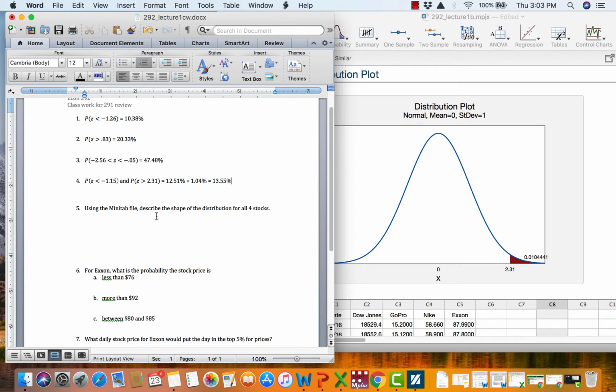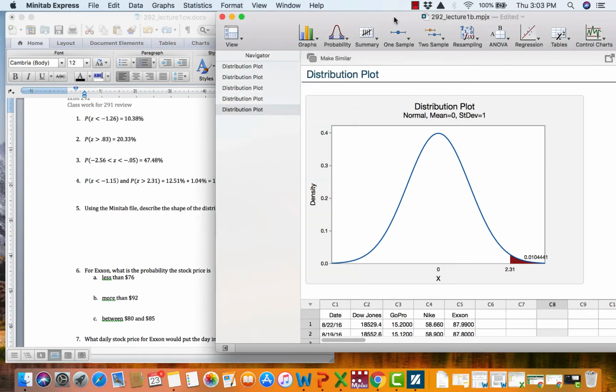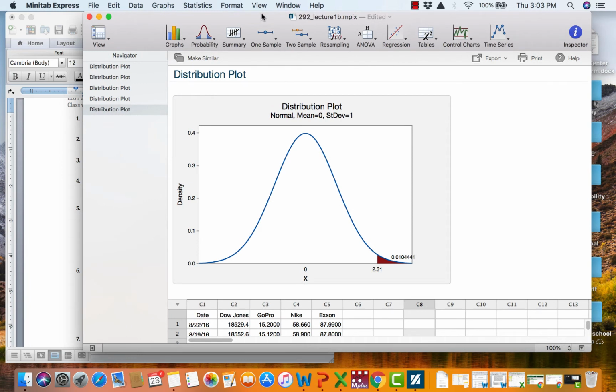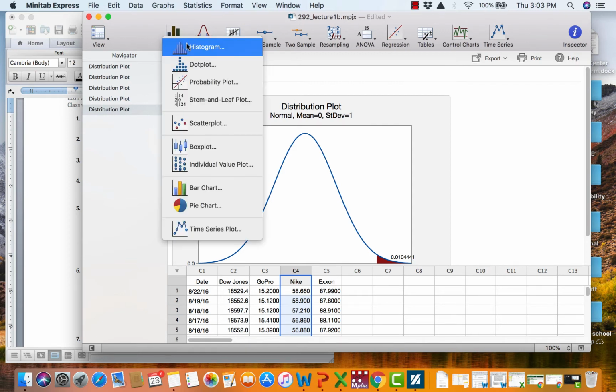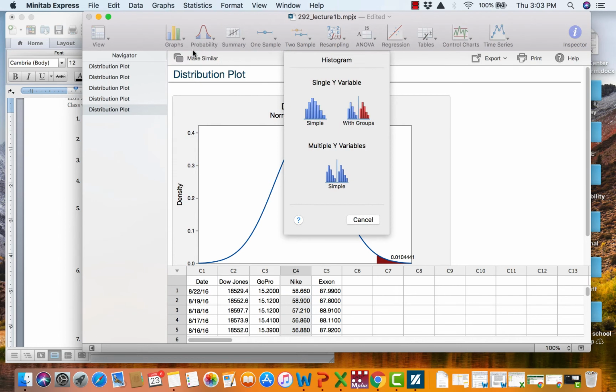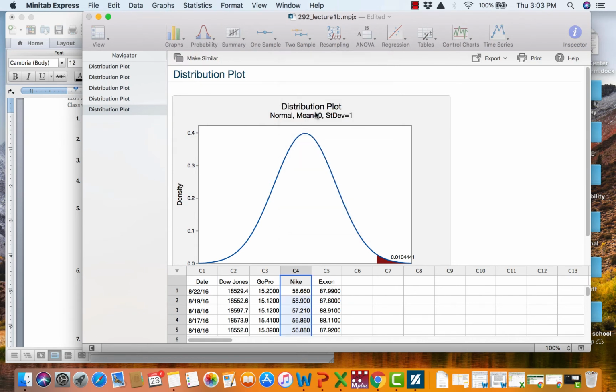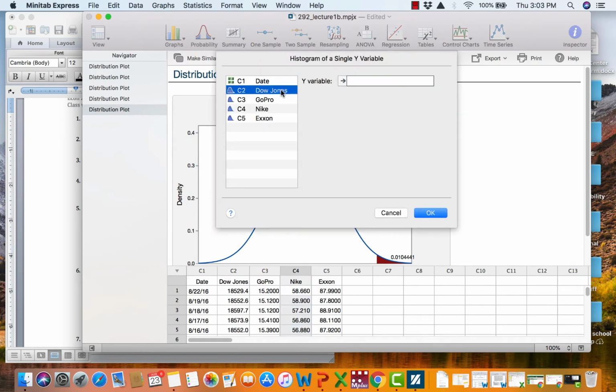Okay. Question 5, using the Minitab file, describe the shape of the distribution for all stocks. All right, so here we are going to learn how to do histograms. All right, histograms give us shape. So let's take a look at our data here. Let's start with Dow Jones. All right, so we want a histogram of Dow Jones. We are going to go under Graphs to Histogram. We are going to choose Simple. And we are going to select Dow Jones as our Y variable and say OK.